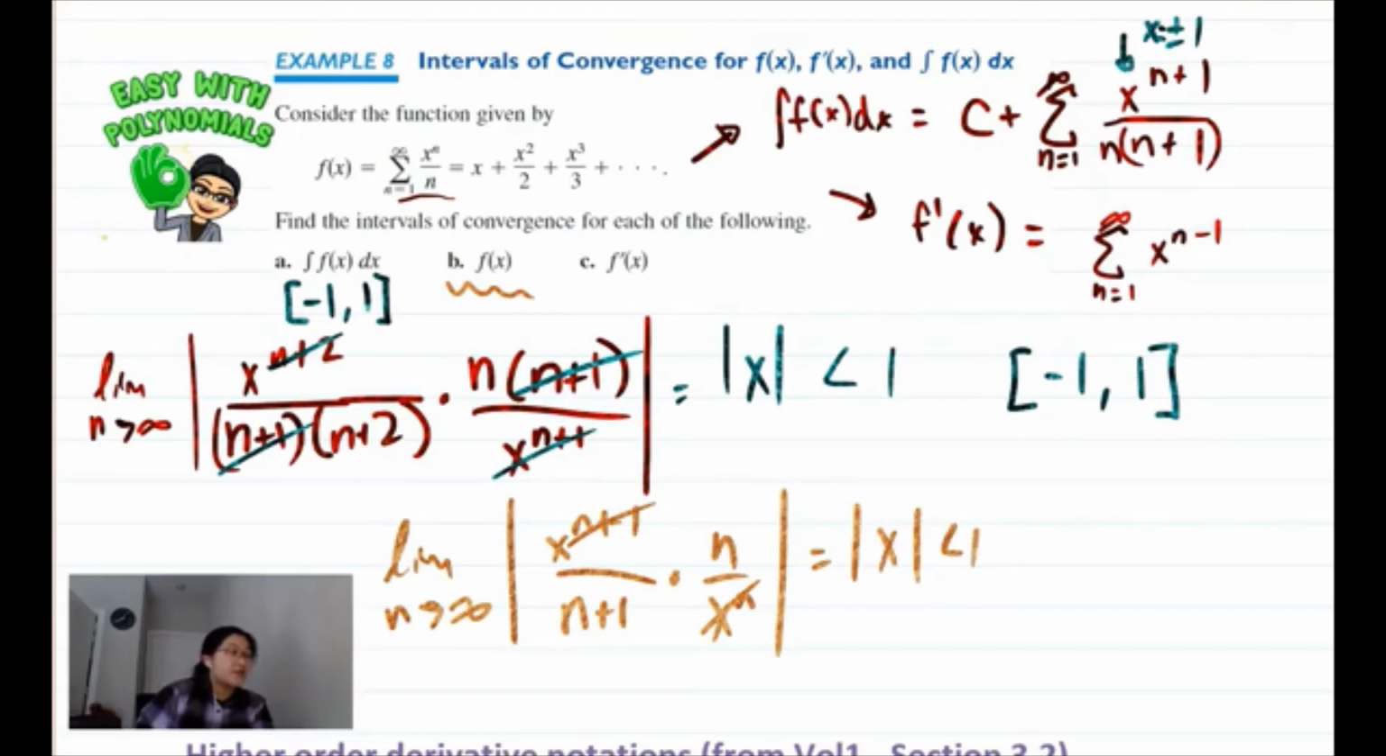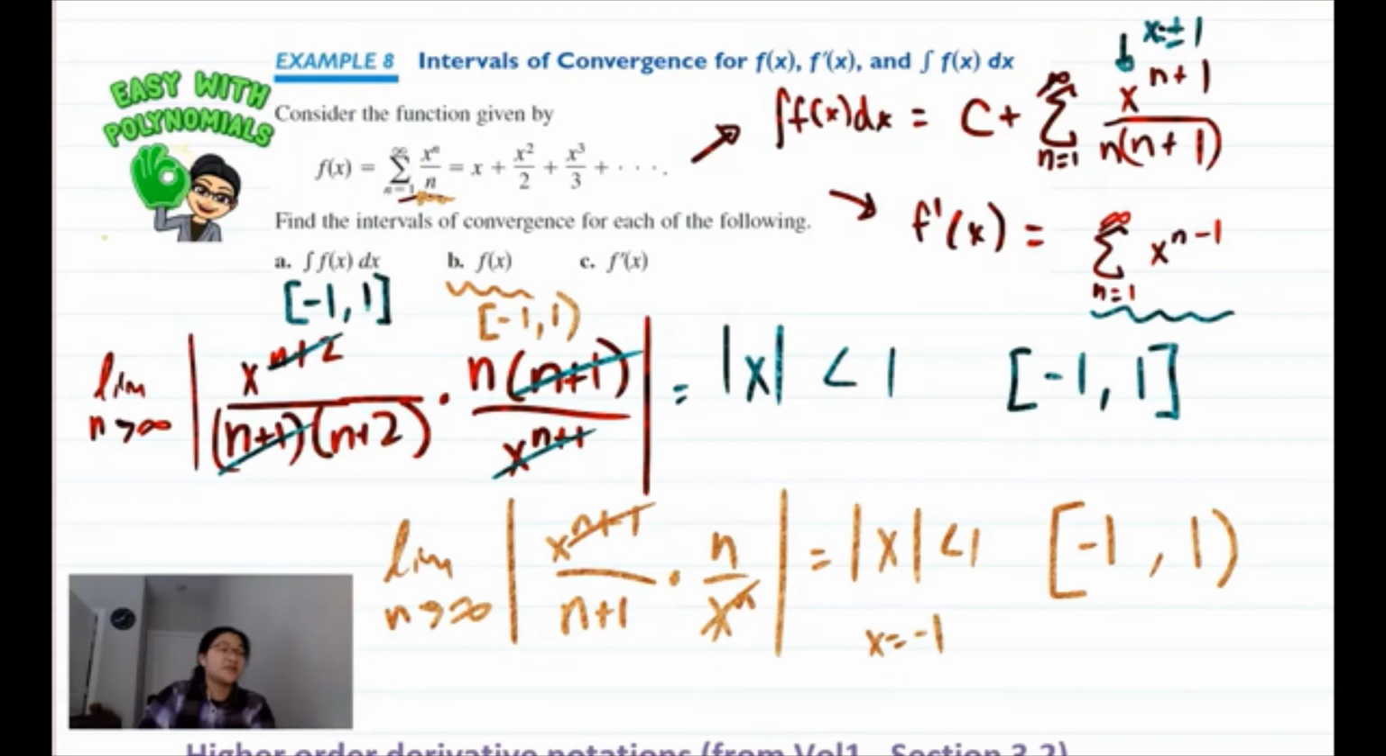And so we're checking our endpoints now. If this x is +1, that means that we end up with our harmonic series, and we don't like that. Well, it doesn't converge. It's not that we don't like it, it just doesn't converge. And then we have -1. When x equals -1, that means we have an alternating harmonic series, which does converge, so we include -1, but we don't include +1.